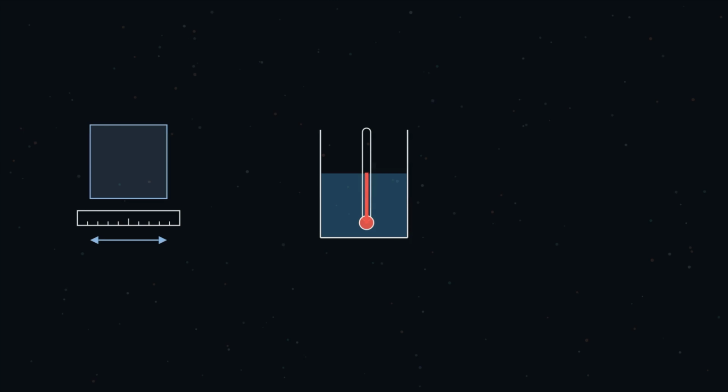Well, for solids, it's easy. We can touch them, we can measure them with, say, rulers or calipers. For liquids, we can put them in a volume, or we can put a thermometer in them. For gases, we have pressure gauges.